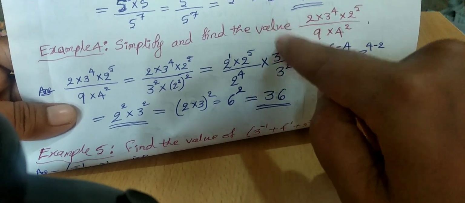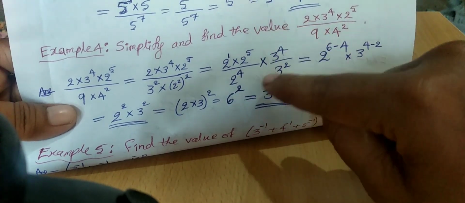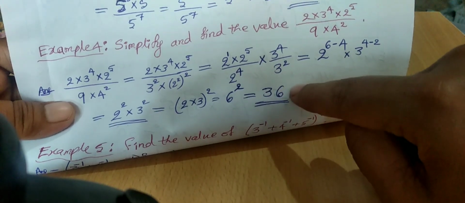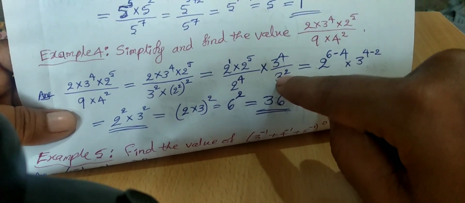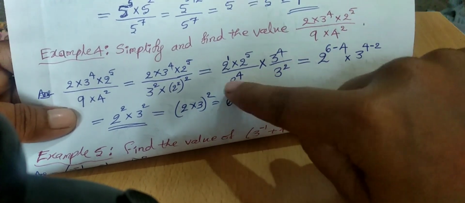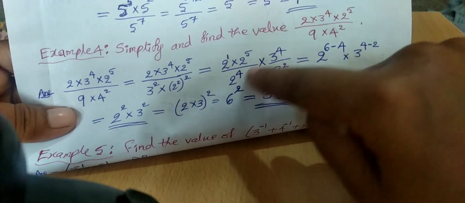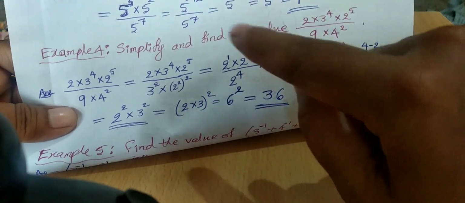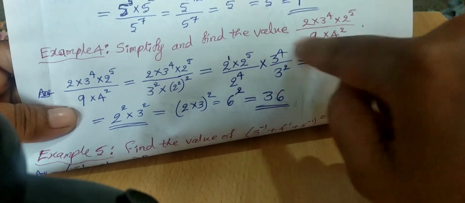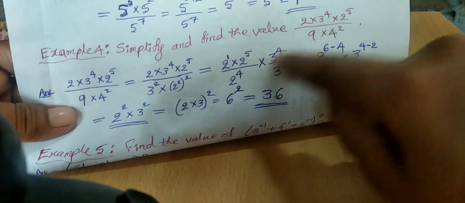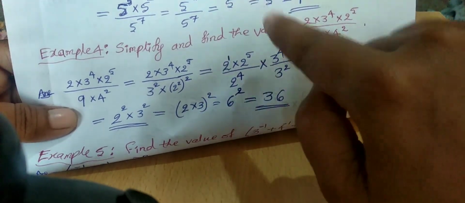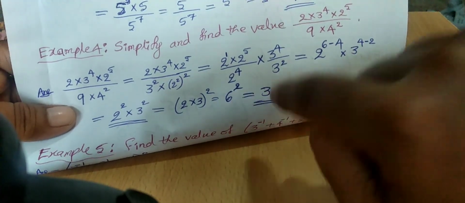They are asking to find the value. So I will take the 6 square value, that is 36. First we will take the prime factorization and then we will solve using the exponent laws. And after the simplification, if they ask for the value, we have to find the value like this.